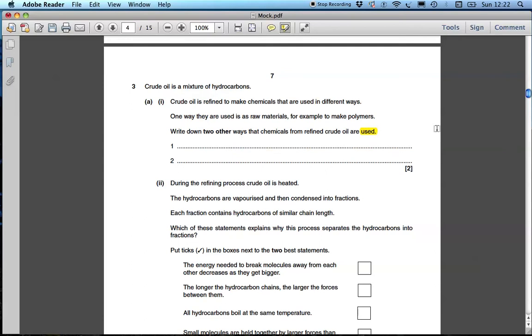The uses for these things are as fuel, in the case of petrol and diesel. You can use it as a lubricating oil, or maybe as tar on roads. Okay, so you're actually saying what it's being used for. You're not just saying tar, but you're saying tar on roads, and that would have got your mark. So be careful about those little words.